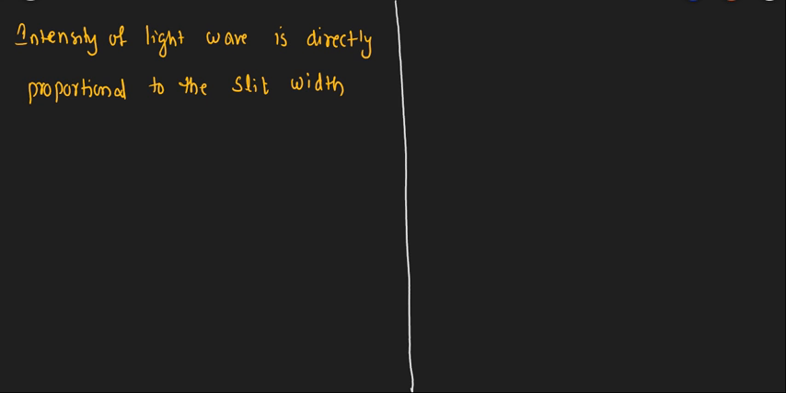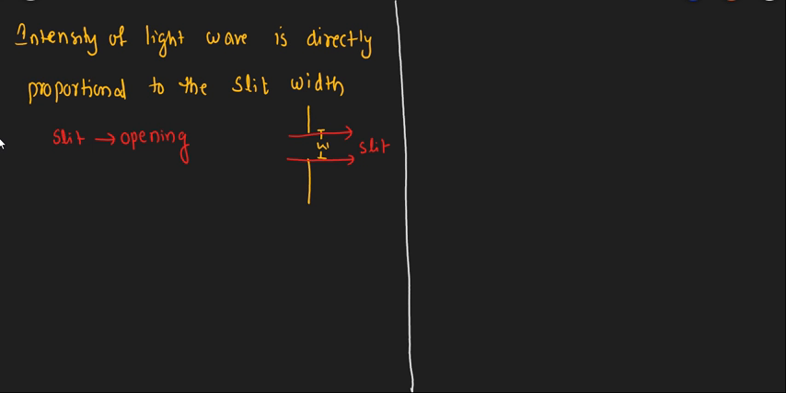What does width mean? For example, this is a cardboard with an opening, and this is the width. This is the slit width. Slit is the opening through which the light will travel. Like this, the light will travel. The slit is nothing but an opening. What is the slit? Slit is the opening through which light passes.